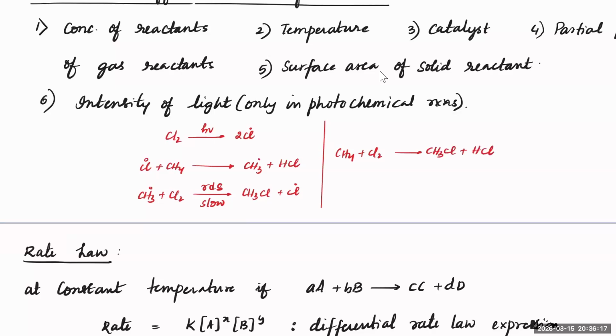But this overall reaction will have a very low rate compared to that with light given. The minute light is given, the rate increases very drastically. So if the intensity of light is increased, more and more radicals will form, and more is the amount of product formation. Clear?